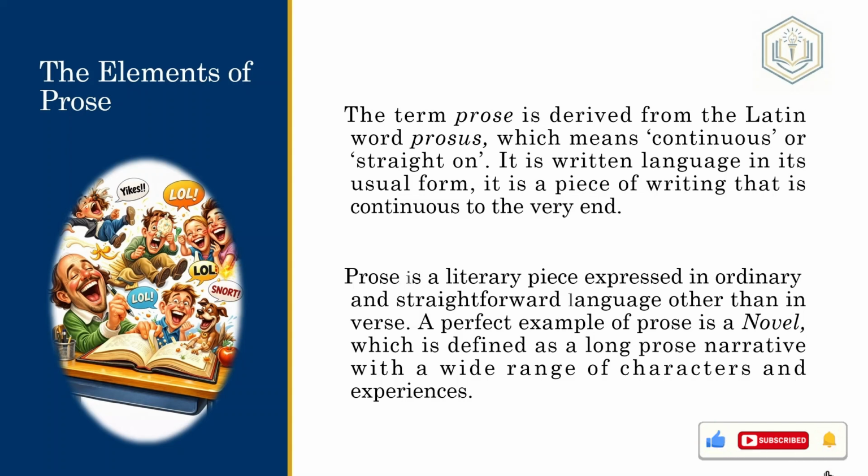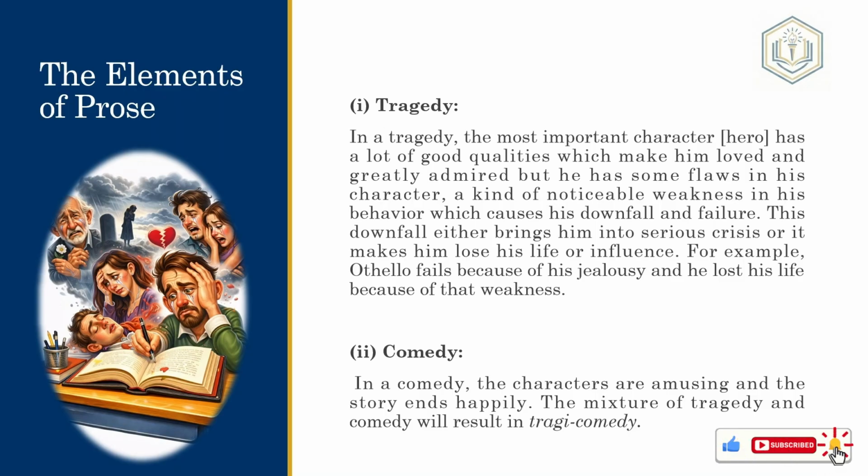A perfect example of prose is a novel, which is defined as a long prose narrative with a wide range of characters and experiences. So this just defines what a novel is. There are two kinds, or primarily two kinds of prose. We have tragedy and we have comedy. Now, what is a tragedy? People believe that tragedy is when something ends badly.